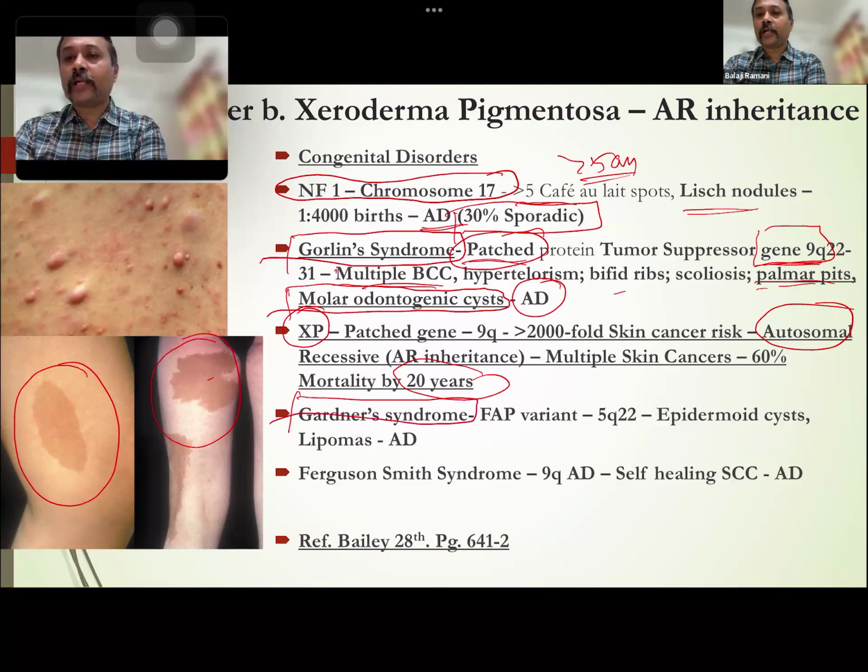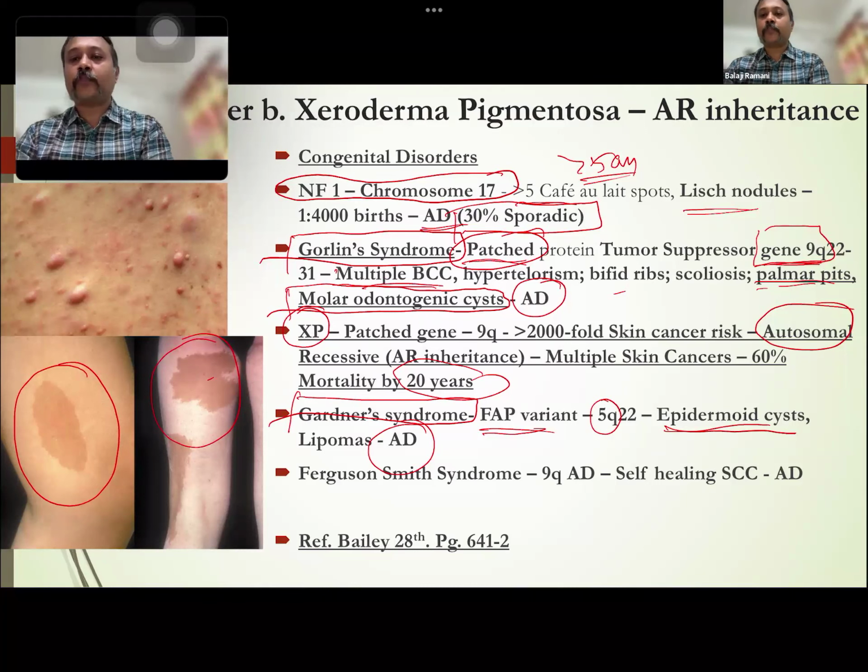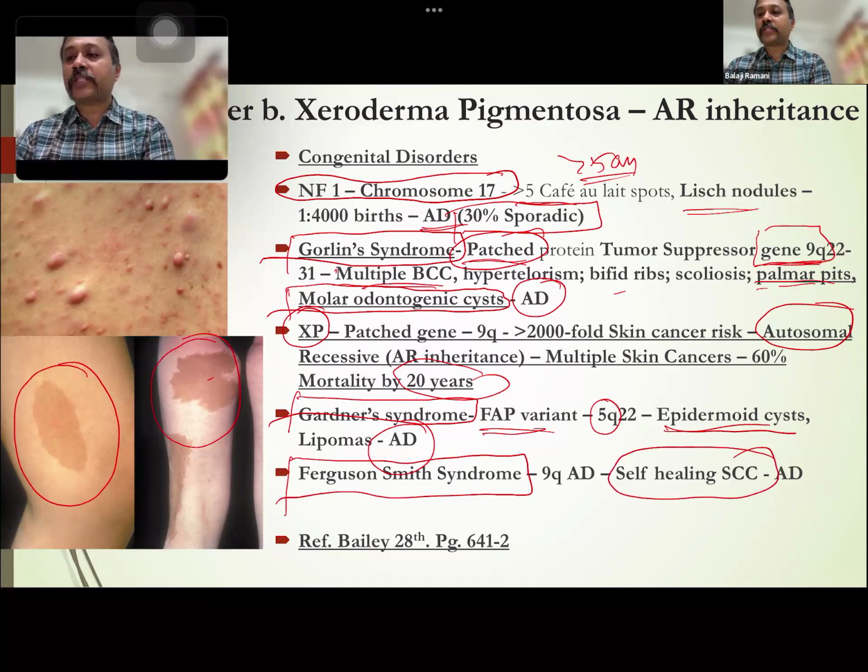Then you have your Gardner syndrome. This Gardner syndrome is going to be your FAP variant of 5q. So this one is autosomal dominant as we know, and it's associated with epidermoid cysts. So classically associated with the epidermoid cyst in FAP, that is known as Gardner syndrome. There is one variant called Ferguson-Smith syndrome, which is associated with self-healing squamous cell carcinoma, which is again autosomal dominant.